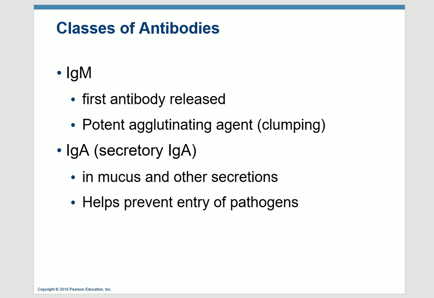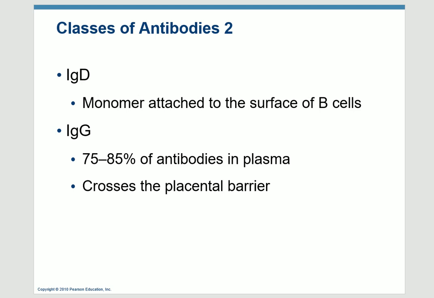We have IgA. That's found in secretions like mucus, snot, phlegm that helps prevent entry of pathogens. So it's not only a physical barrier, that mucus, that snot isn't only a physical barrier, it also has the IgA in it. So any pathogens that are captured by that mucus, IgA can take care of, can kill, can neutralize. IgD is a monomer attached to the surface of B cells. That's all you need to know there.